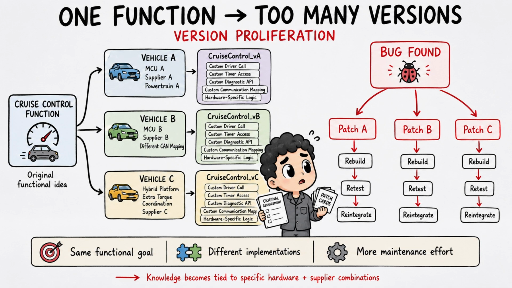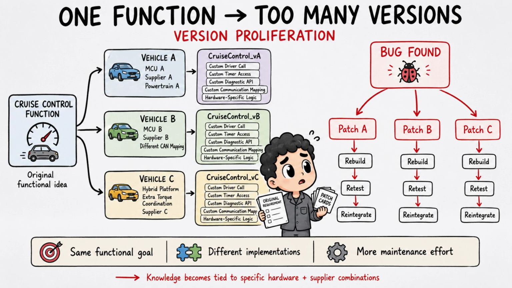Vehicle A uses microcontroller A. Vehicle B changes to microcontroller B. Vehicle C uses a different propulsion system. Suppose the application software directly reads CAN controller buffers, accesses timer registers, calls supplier-specific diagnostic functions, and knows exactly how one ECU stores its calibration data. The functional idea may be reusable, but the code is not easily transferable.